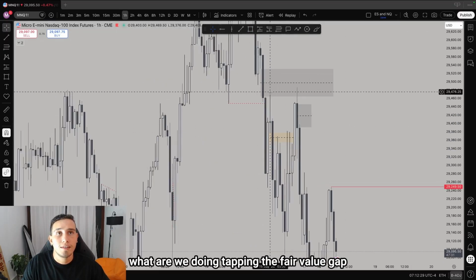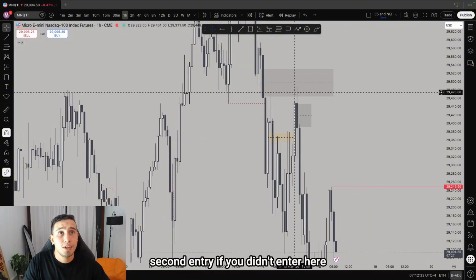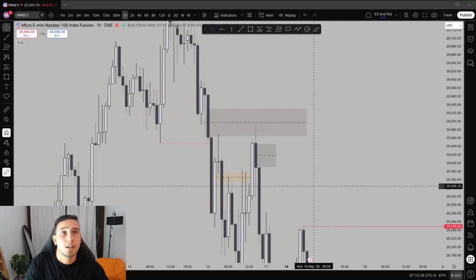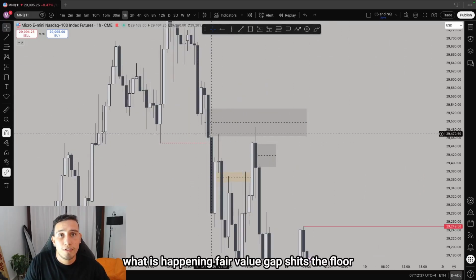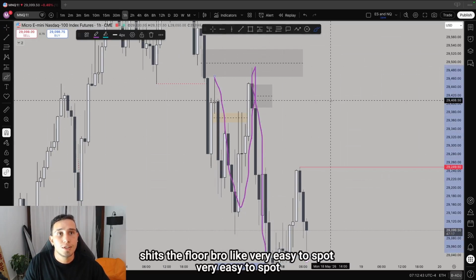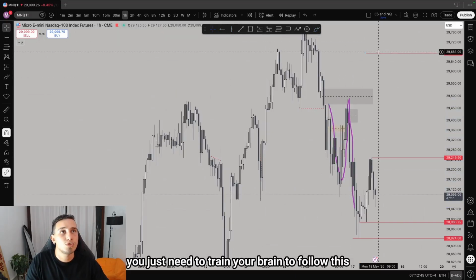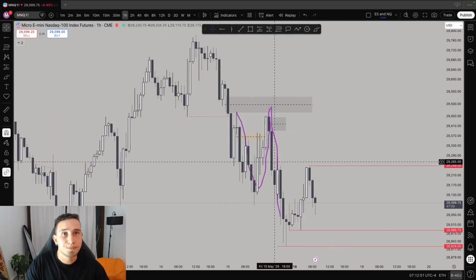What are we doing? Tapping the fair value gap, first entry. Tapping the fair value gap, second entry. If you didn't enter here, this is a great entry as well. What is happening? Fair value gap, it drops. Tap again, it drops. Bro, very easy to spot. Very easy to spot. You just need to train your brain to follow this. All right.